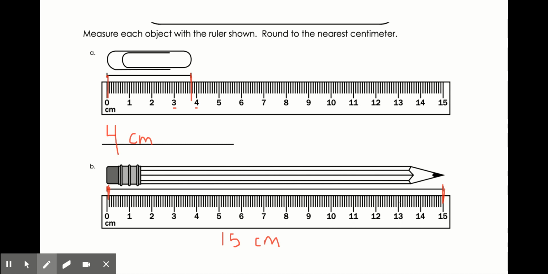If it asked you by how much is the pencil longer, would you add or subtract to find the difference between the paper clip and the pencil? You would subtract. What is 15 minus 4? 15 minus 4 is 9 centimeters.